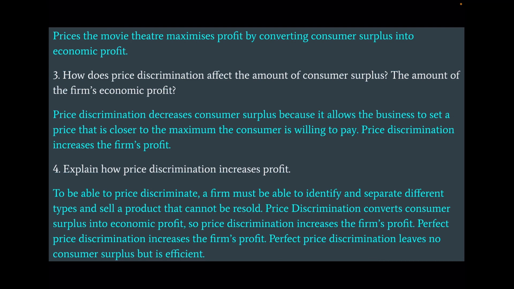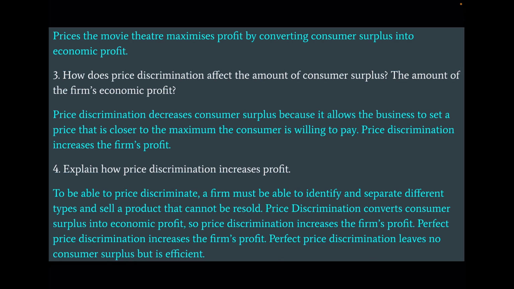How does price discrimination affect the amount of consumer surplus and the amount of the firm's economic profit? Price discrimination decreases consumer surplus because it allows the business to set a price that is closer to the maximum the consumer is willing to pay. Price discrimination increases the firm's profit.